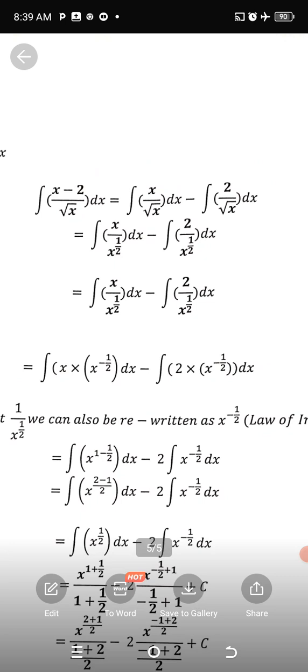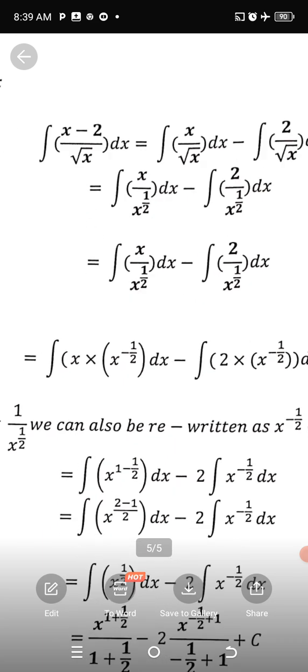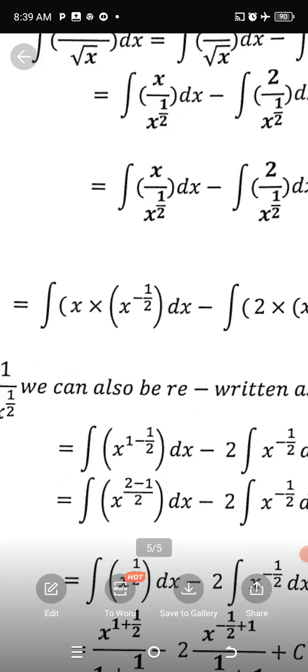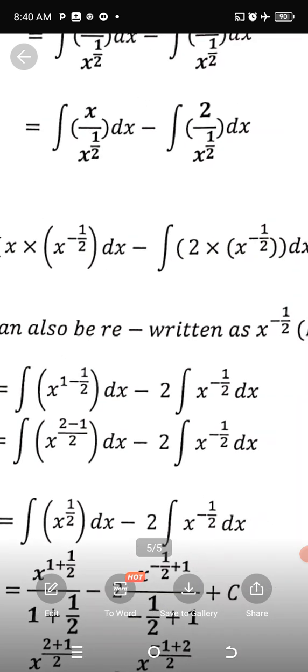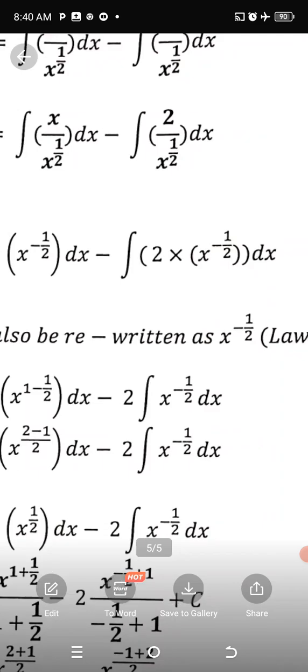So this square root of x is going to give you x raised to power half, that is 1 over 2. The same thing to the other side. So then after this, you can see the integral x multiplied by x raised to minus 1 over 2 dx minus integral of 2 multiplied by x raised to power minus 1 over 2 dx.